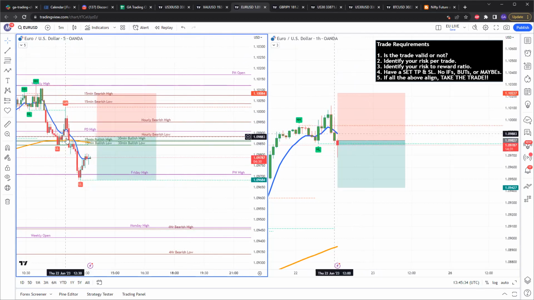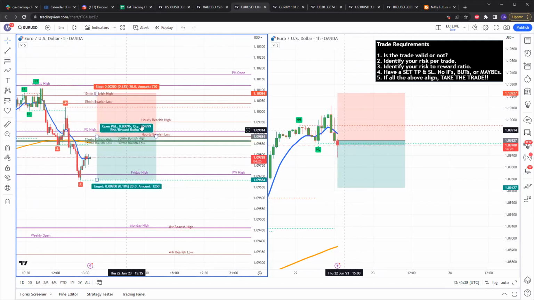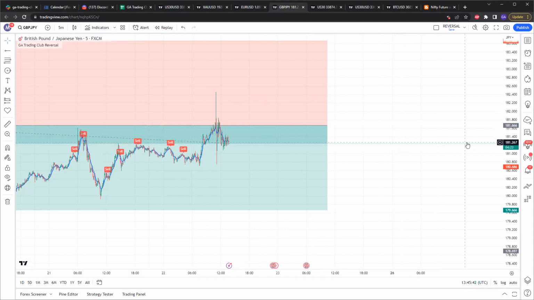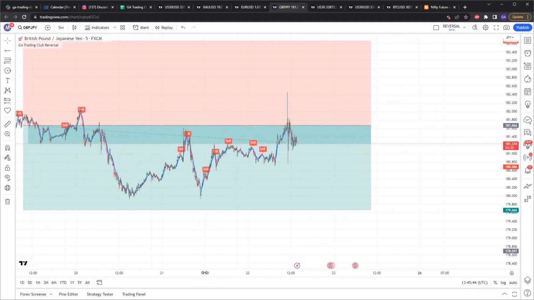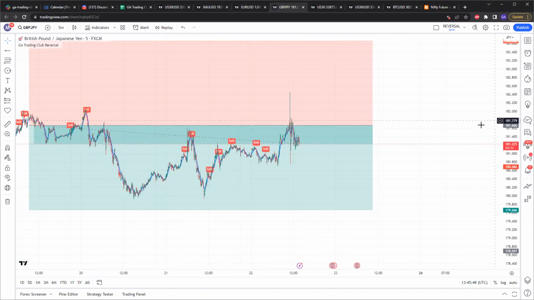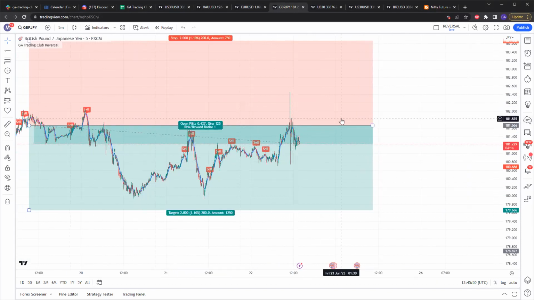Also, what do we have on EU? 5 minute. We have a death cross on the 5 minute. So yeah, we just have so many entries. Also, I'm still in this GJ sell. See, I came so close to hitting TP twice, but I'm still holding on to this GJ sell.